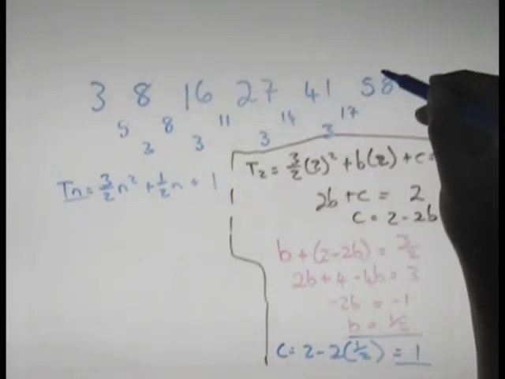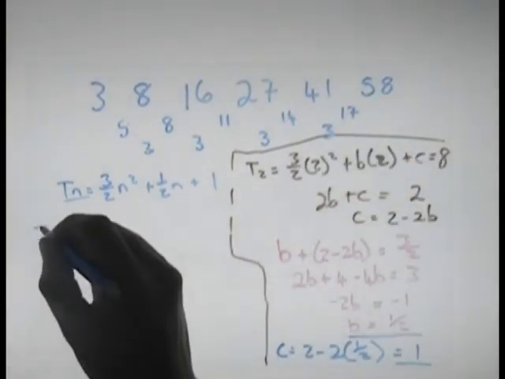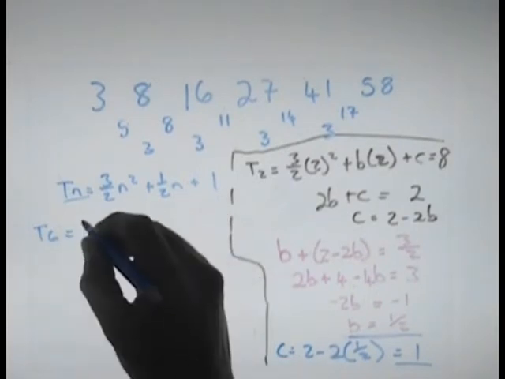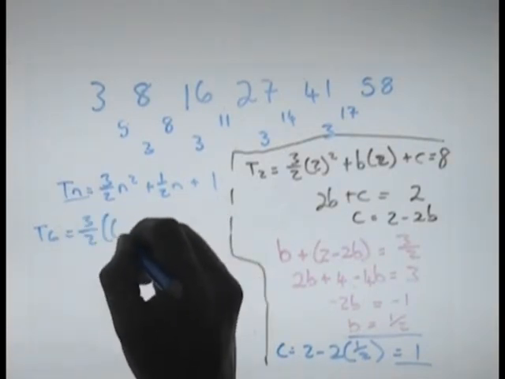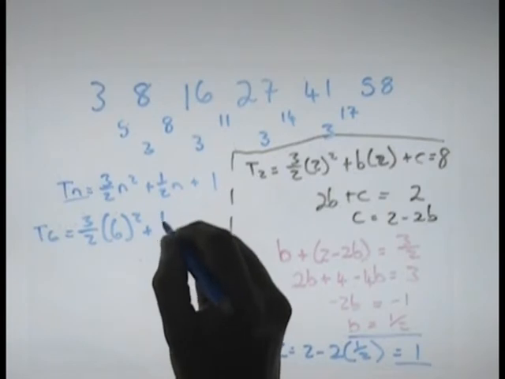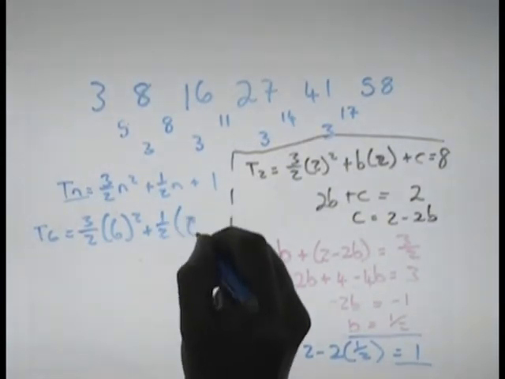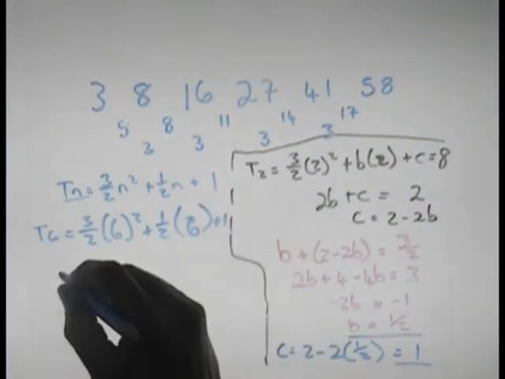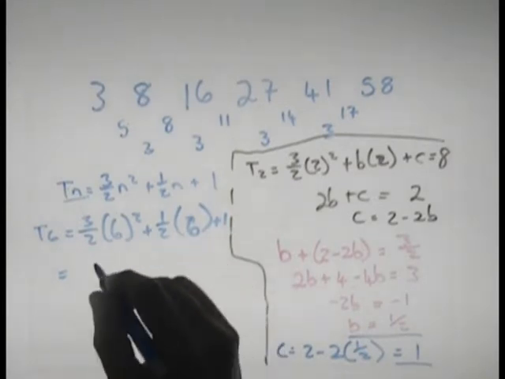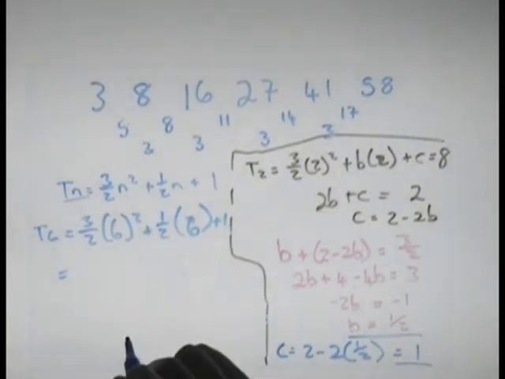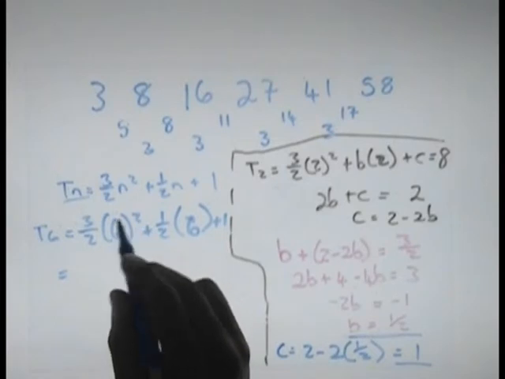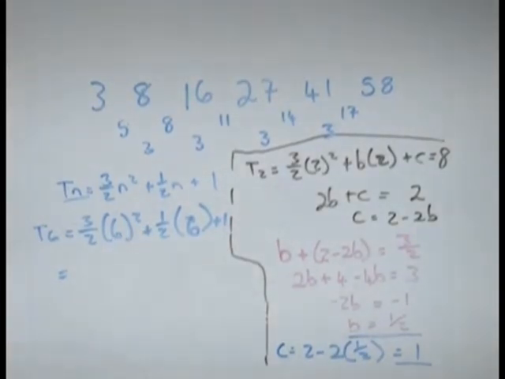That means that the sixth term is 58. Let us look at that. T6 is equal to 3 over 2 times 6 squared plus a half times 6 plus 1. 3 over 2 times 6 squared: 6 squared is 36. 36 times 3 over 2. 36 divided by 2 is 18.